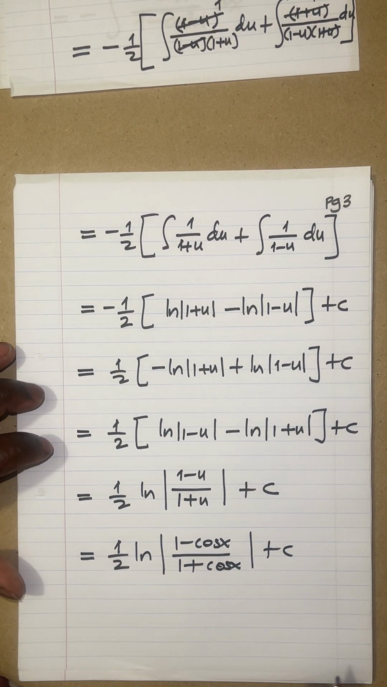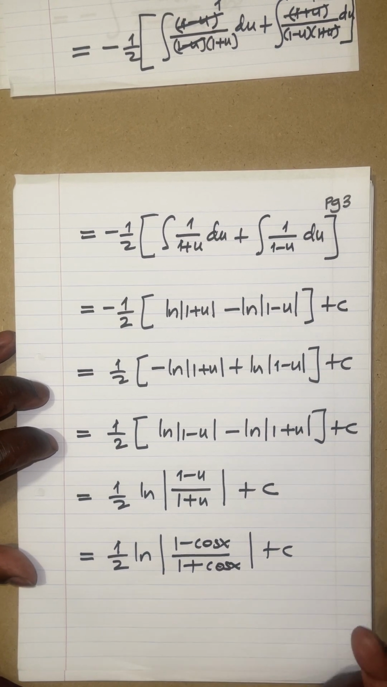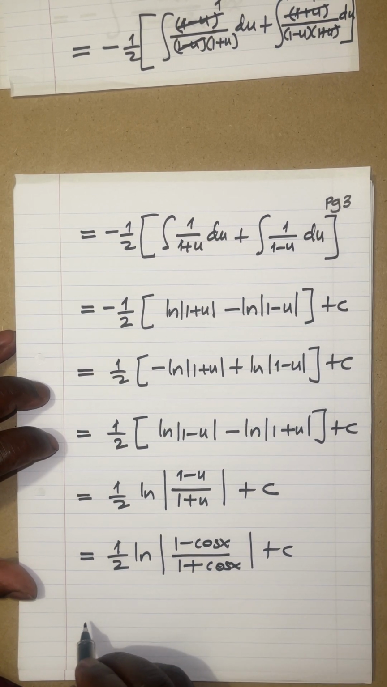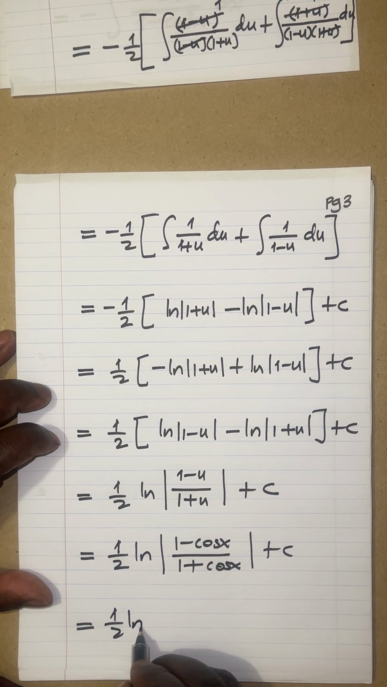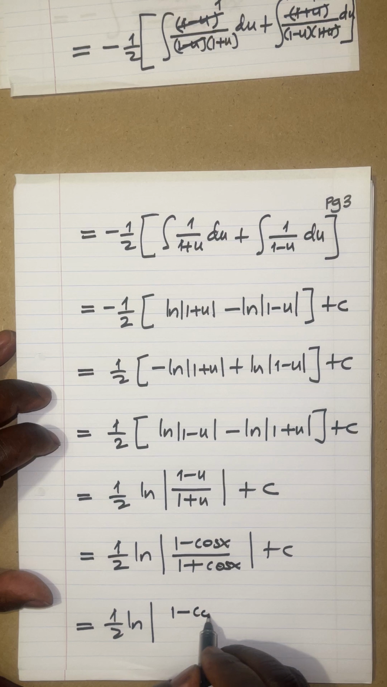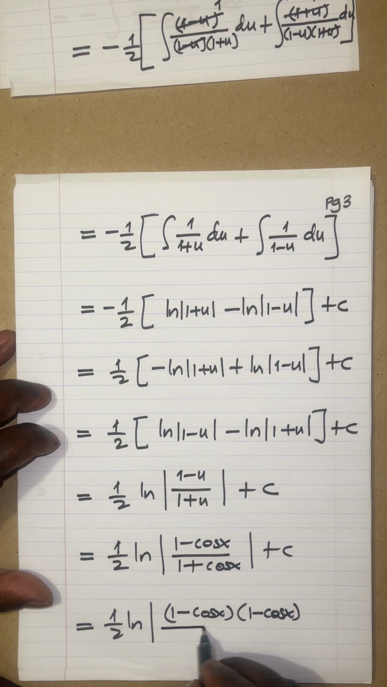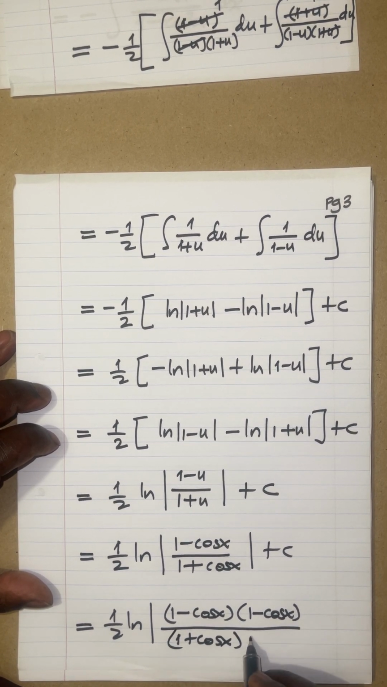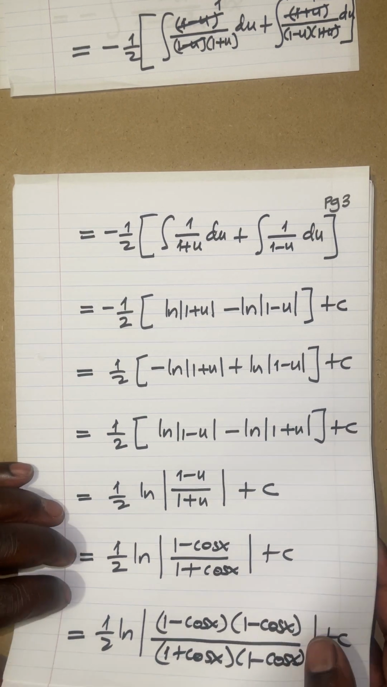I want to simplify this. I'm going to multiply the denominator by the conjugate of 1 plus cos x, which is just 1 minus cos x, and I'll do the same in the numerator. So this is going to be 1 over 2 natural log of 1 minus cos x in brackets, multiplied by 1 minus cos x. The denominator, I'm going to have 1 plus cos x, multiply this by 1 minus cos x, plus c.